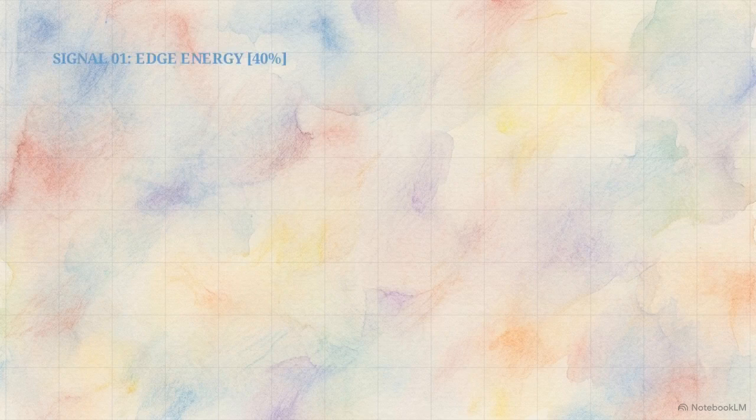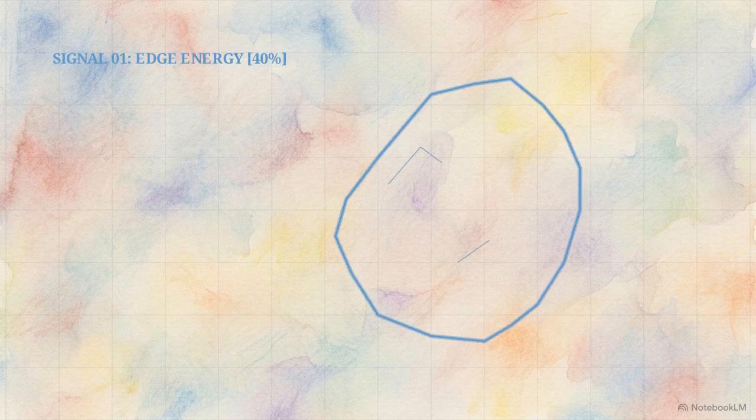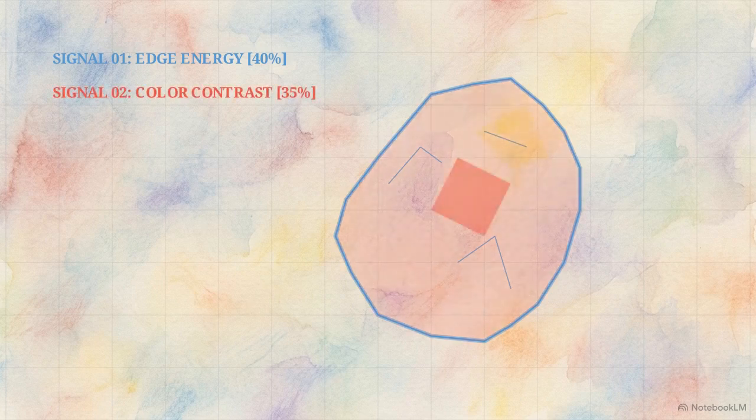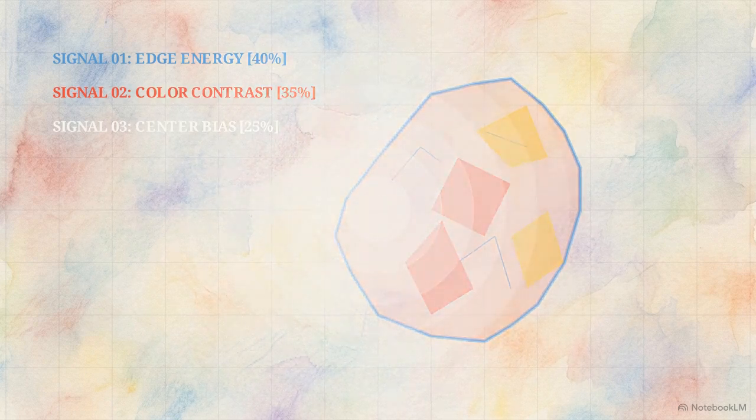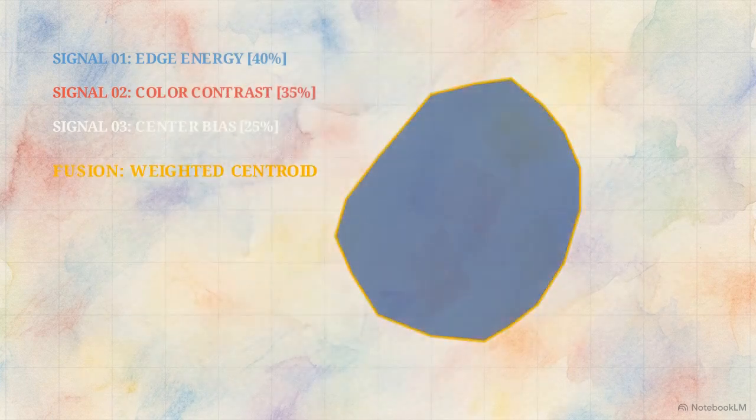This diagram illustrates the first of 3 signals the detector uses. It looks for edge energy. By analyzing abrupt changes in pixels, it maps the distinct boundary of objects against their background. Next, it layers on color contrast. The system isolates regions that differ heavily from the average background color, glowing brightest where the visual separation is the sharpest. Finally, it applies a subtle center bias, favoring objects closer to the middle of the frame.